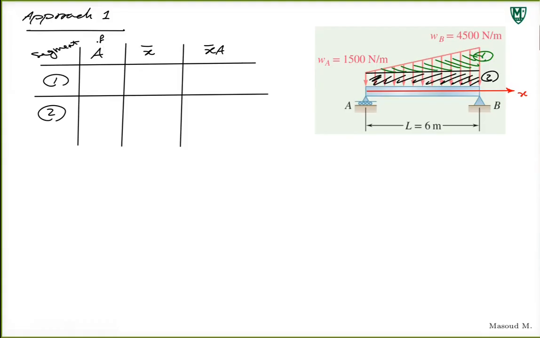Area would be meter squared, x would be meter, and x bar A would be m cubed. Units.